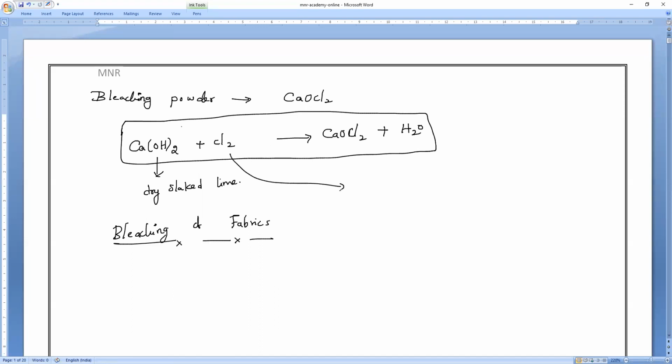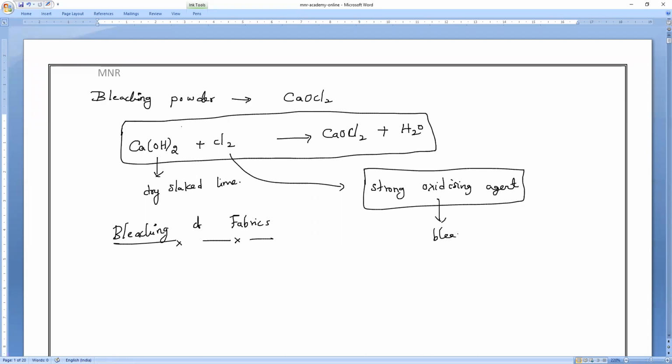So bleaching of fabrics, as you have noticed, mainly the chlorine gas which is present inside is a strong oxidizing agent. Because of the strong oxidizing agent, understand? So yesterday I told you what will happen, guys. Because of the strong oxidizing agent, the bleaching action will take place.